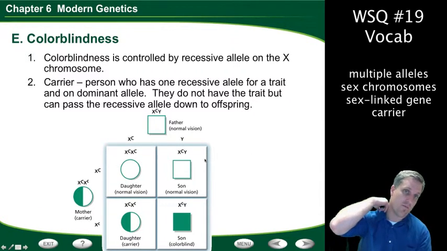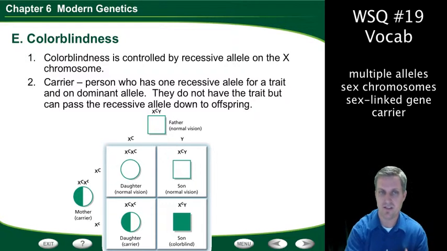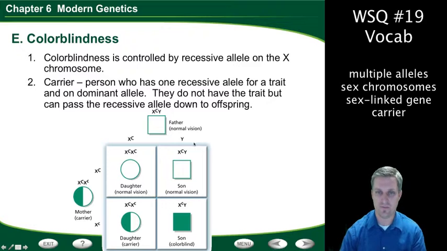Another example is color blindness. Color blindness is controlled by a recessive allele on the X chromosome, similar to what we saw in hemophilia. And we have carriers, those people that have one recessive allele for the trait and one dominant allele, okay? They don't have to have the trait, but they can definitely pass it along. Now look at the example here. We've got a father, XCY. They have normal vision, okay? And we have a mother who's a carrier, okay?